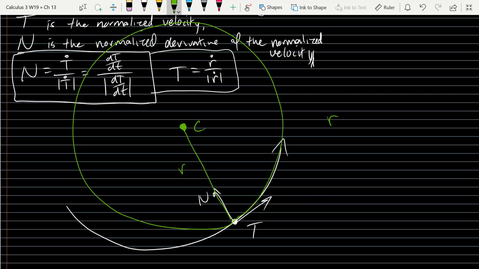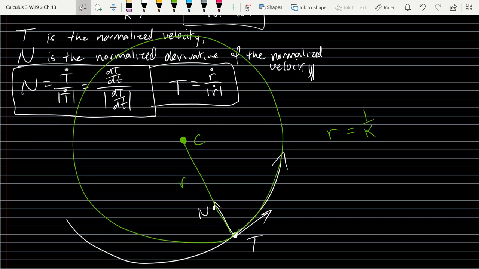So how does a radius relate to computations that we can make? How does radius relate to the kappa, or the curvature? It's just 1 over kappa, 1 over curvature. That kappa was computed with a magnitude, so it's always going to be positive. So you're never going to get 0 for your curvature, or negative for your curvature. All right, so that's radius and center.